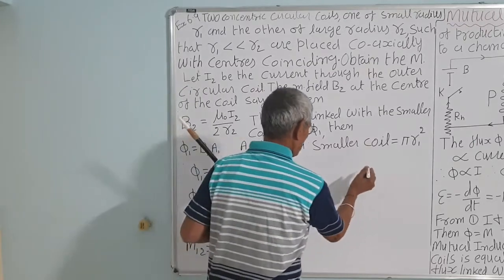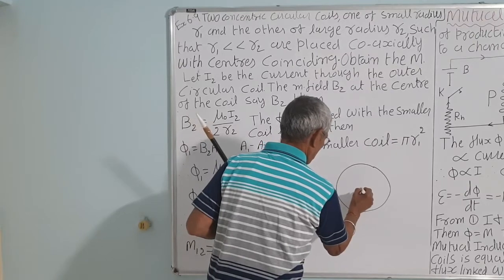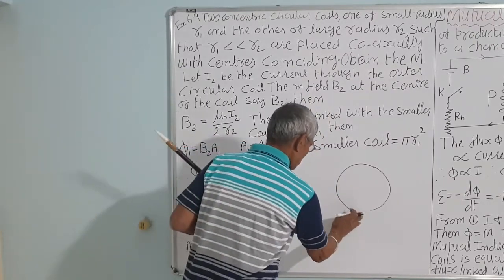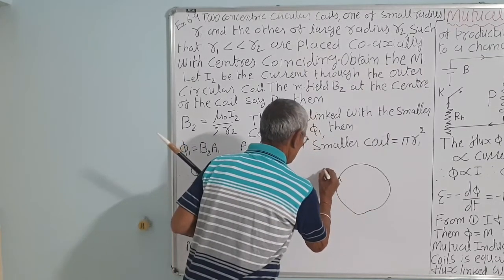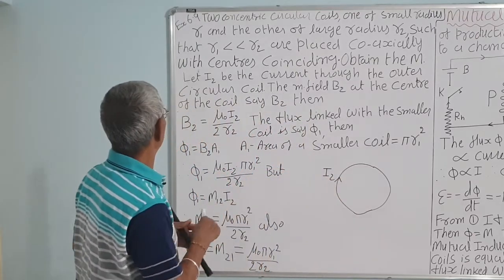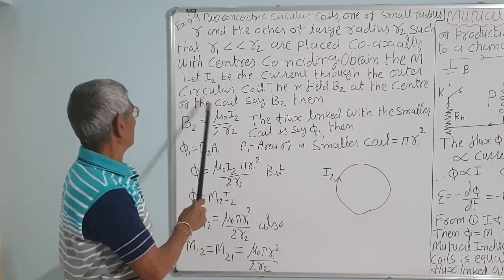See, this one is bigger. Current flowing through it is, say, I2. So, I2 is the current through the outer circular coil.